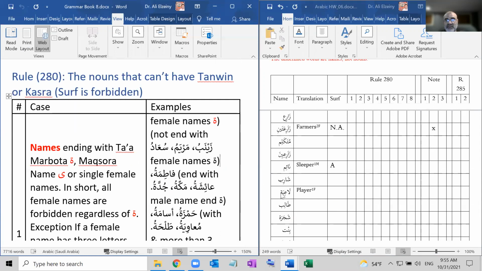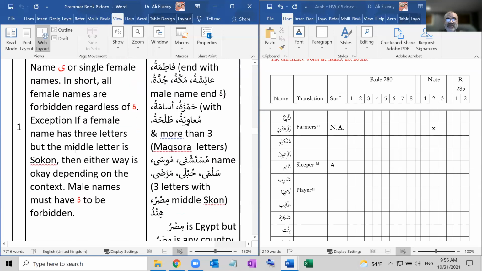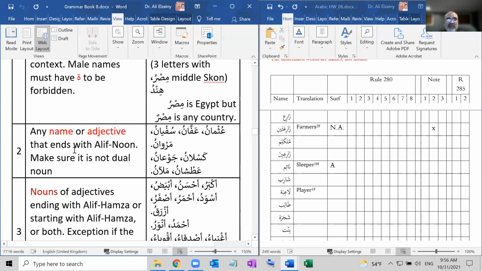But you might say, okay, but this word ends with ta marbuta. Yes, it ends with ta marbuta, but it's a noun, not a name. If I put an underline, then it's a name, but it's not a name. It's a noun. Nobody uses this as a name. Okay. So it's not case number one, because case number one is about names.